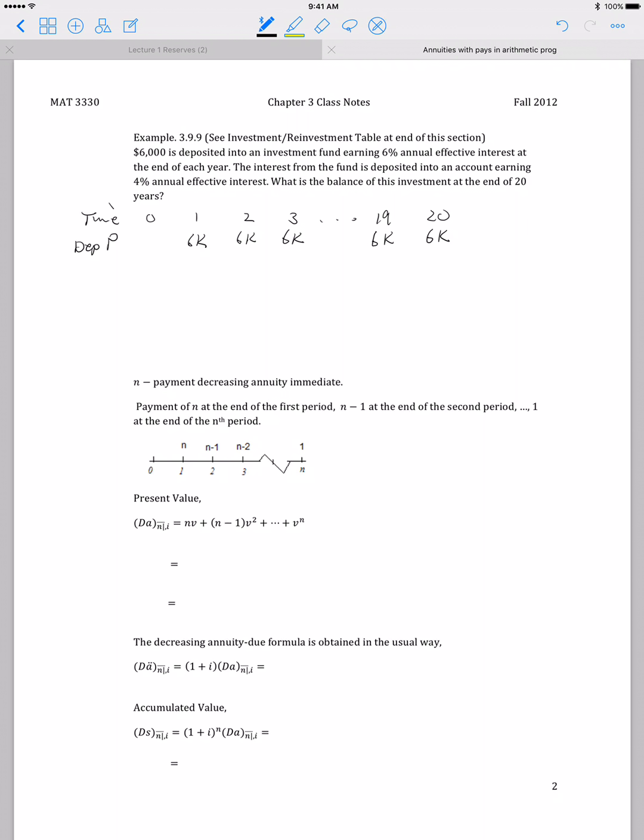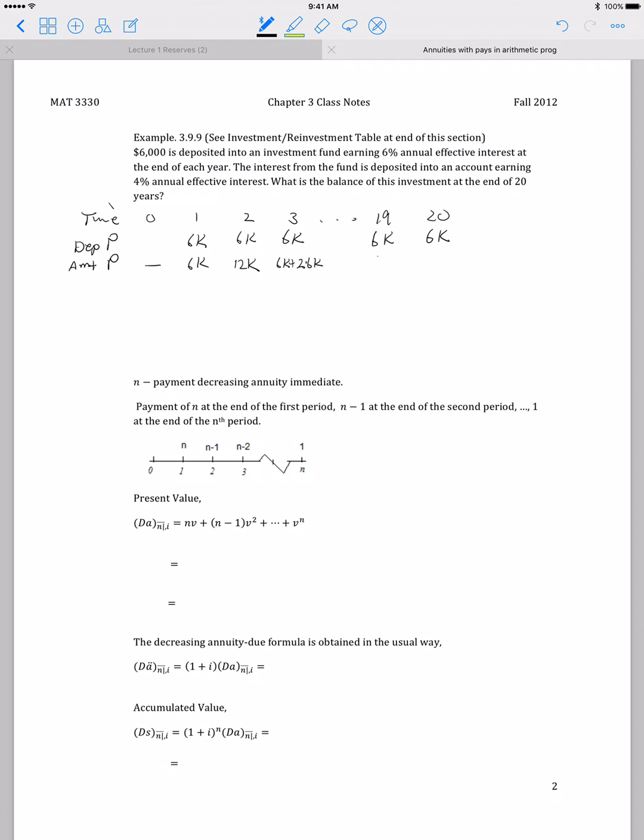And then these deposits are going to add up over time. So I can put the balance in the primary account on the second line. Don't have a balance at time 0. Have a balance of 6K at time 1. At time 2, all the interest is pulled out, and so the balance is just the sum of the two deposits, or 12K. At time 3, again, all of the interest is pulled out, so I just have my 6K plus the two other deposits of 6K, right? 18K.